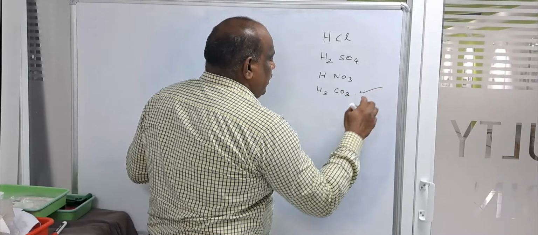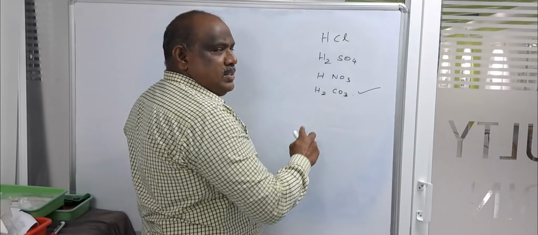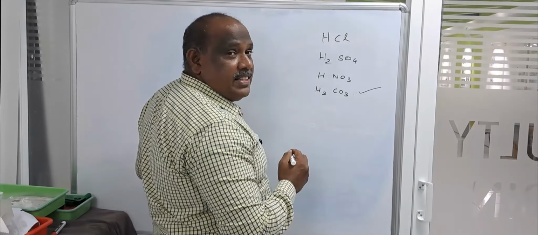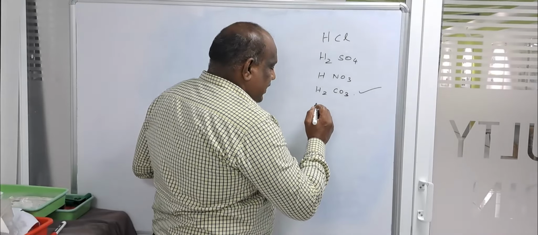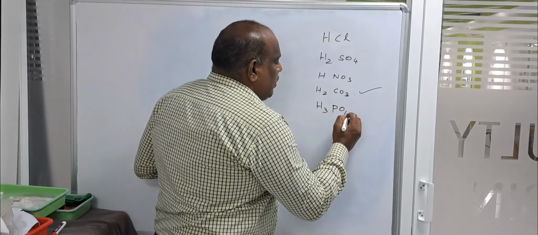There's one more acid. This acid you may not know. Maybe some of you know, but generally students won't know carbonic acid. There's one more acid. Can you tell what is phosphoric acid? HPO. Yeah, you are right. H3PO4. This is phosphoric acid.